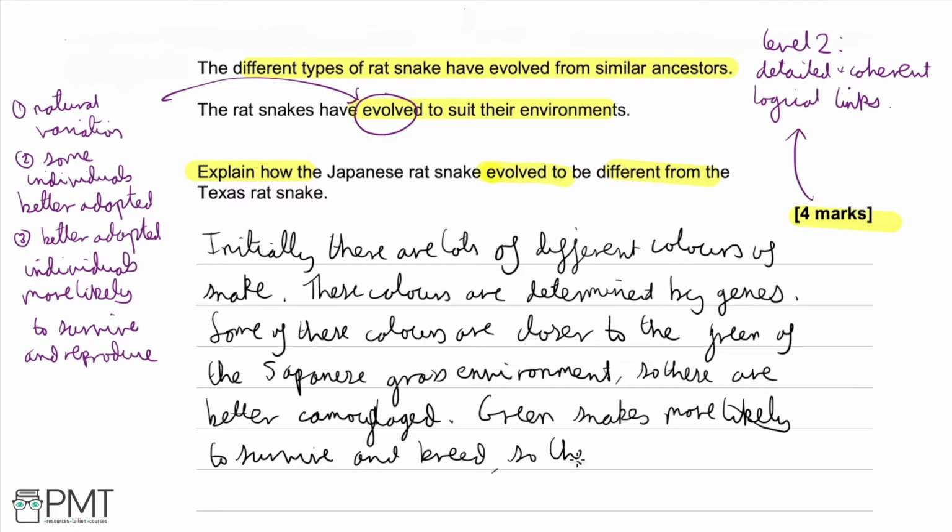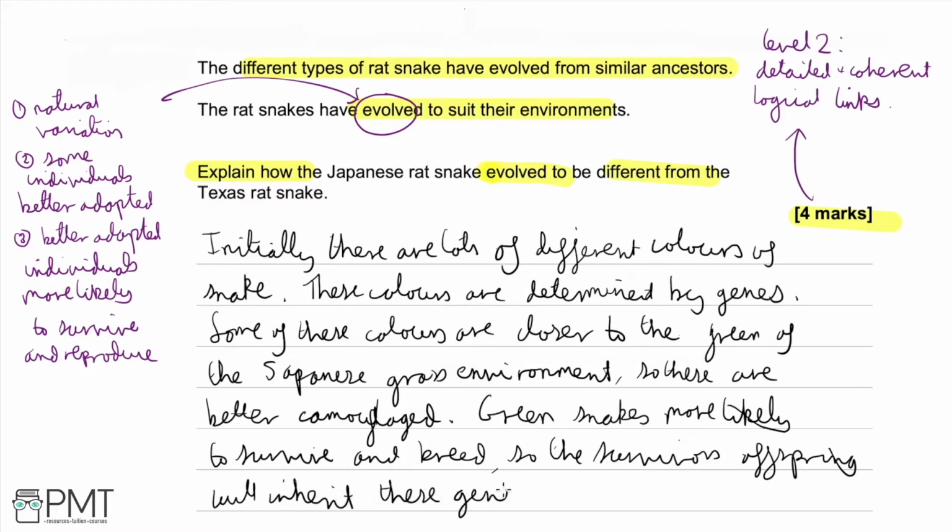Once again, to make our answer more detailed, we're going to link it back to the genes. So, if these individuals are more likely to reproduce, the survivors' offspring will inherit these genes, which give them the advantage of being green, in all likelihood. It's important to remember that this will occur over a very long timescale. So once repeated over many generations, eventually all the rat snakes in Japan became green.